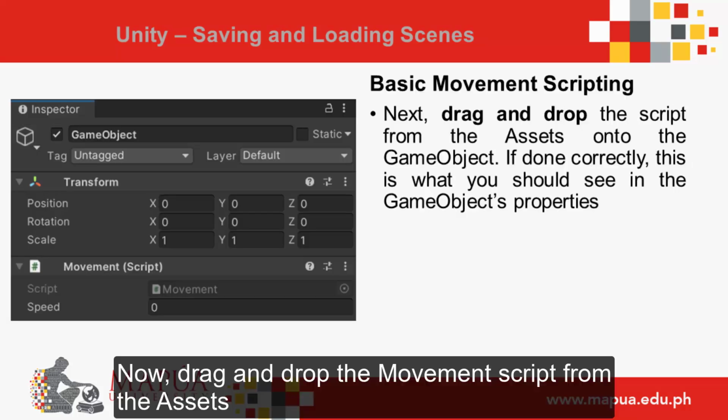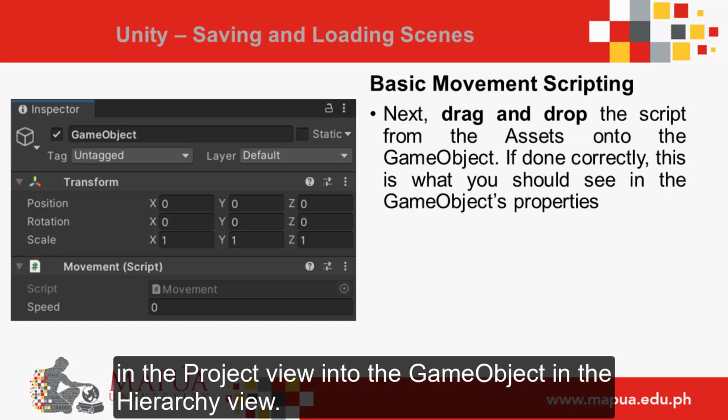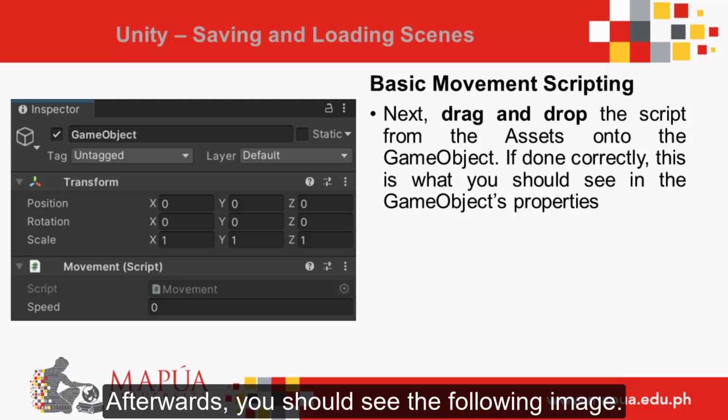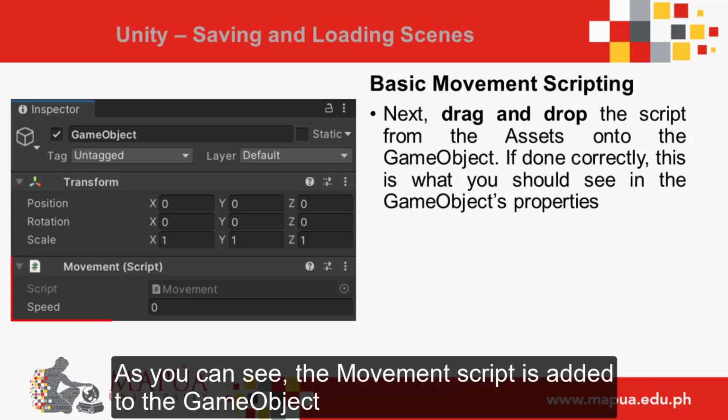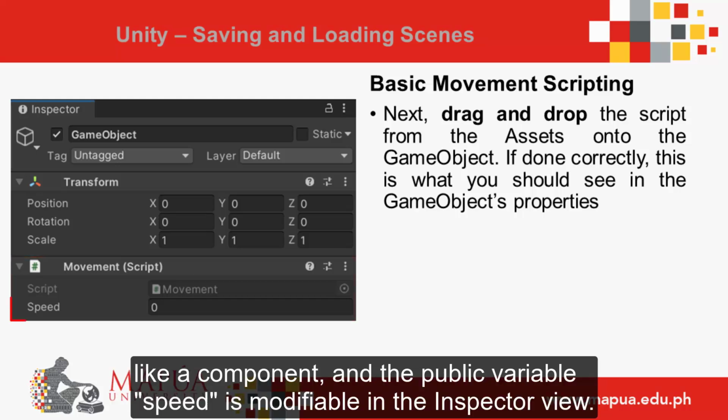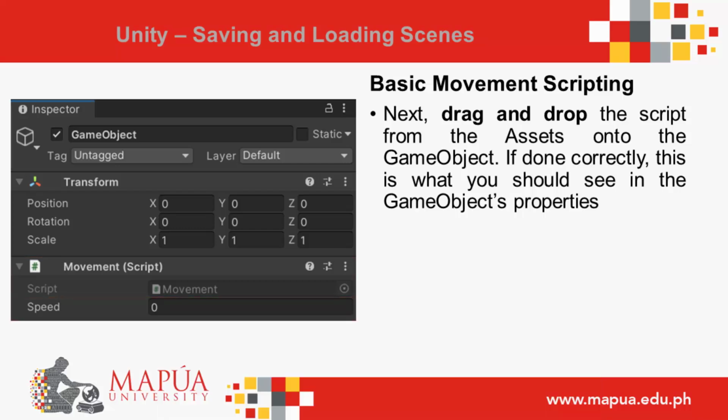Now, drag and drop the Movement script from the assets in the project view into the game object in the hierarchy view. Afterwards, you should see the following image. As you can see, the Movement script is added to the game object like a component, and the public variable speed is modifiable in the inspector view.